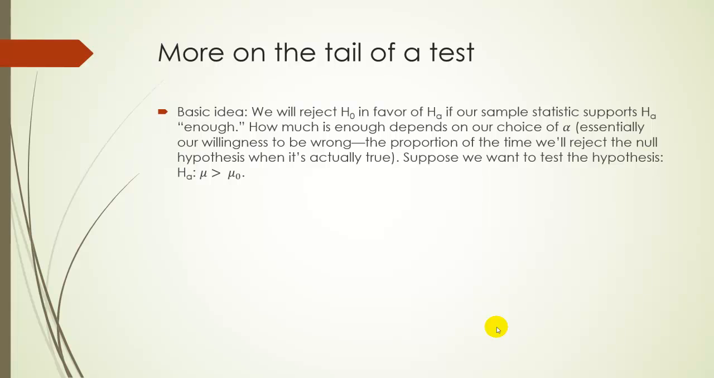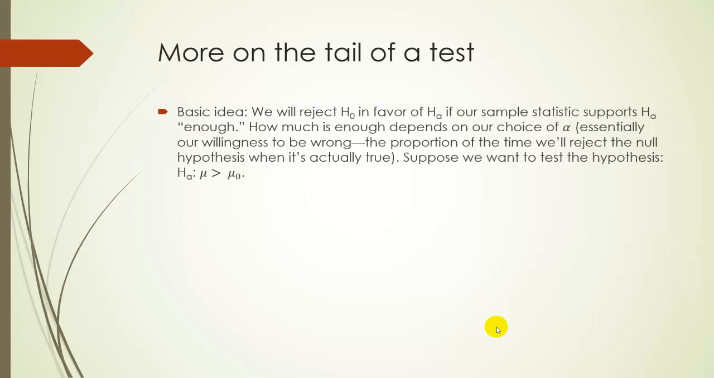So here's the basic idea. We will reject H0 in favor of HA if our sample statistic supports HA enough. How much is enough really depends on our choice of alpha. It's essentially, again, our willingness to be wrong: the proportion of times that we'll reject H0, or reject the null hypothesis, when it is actually true.